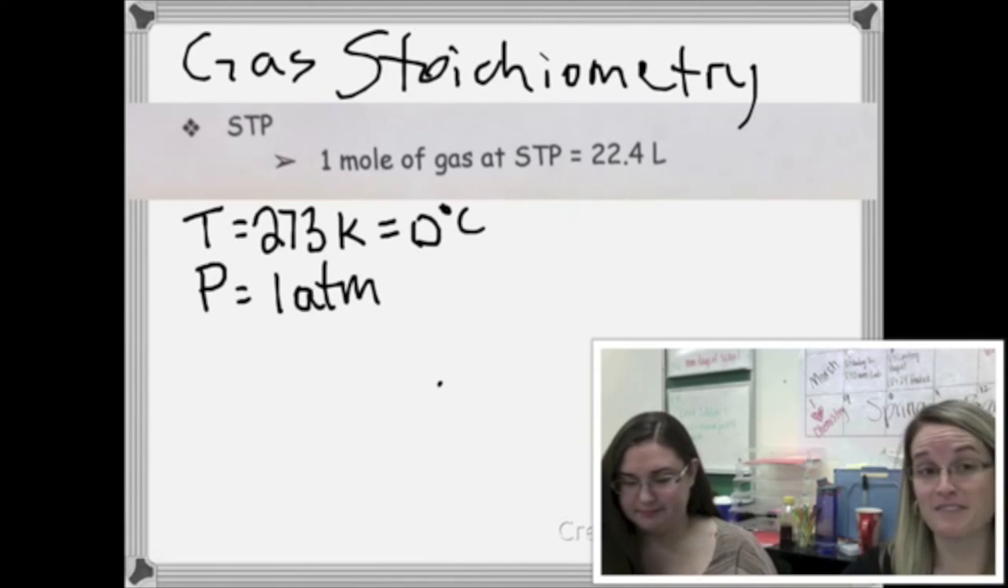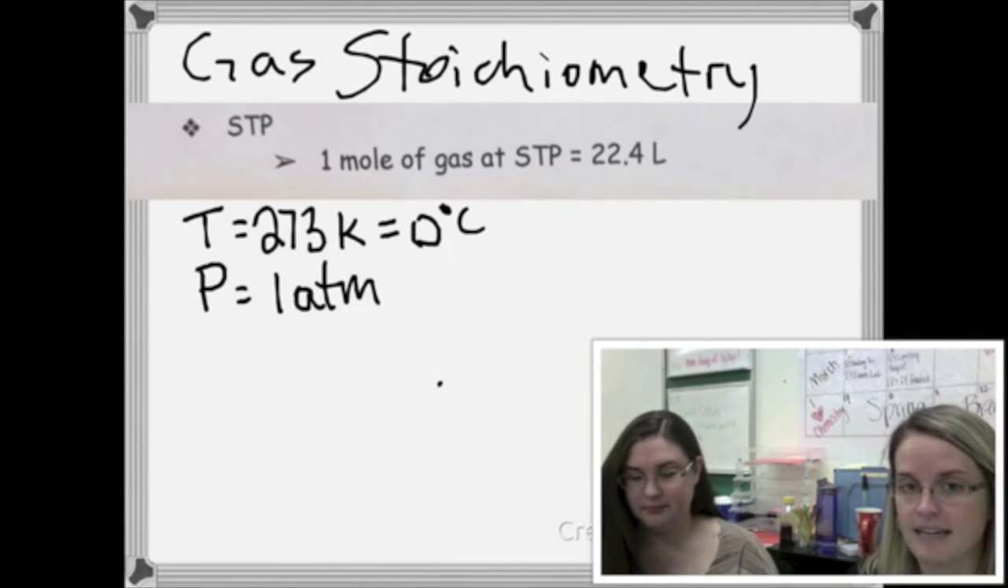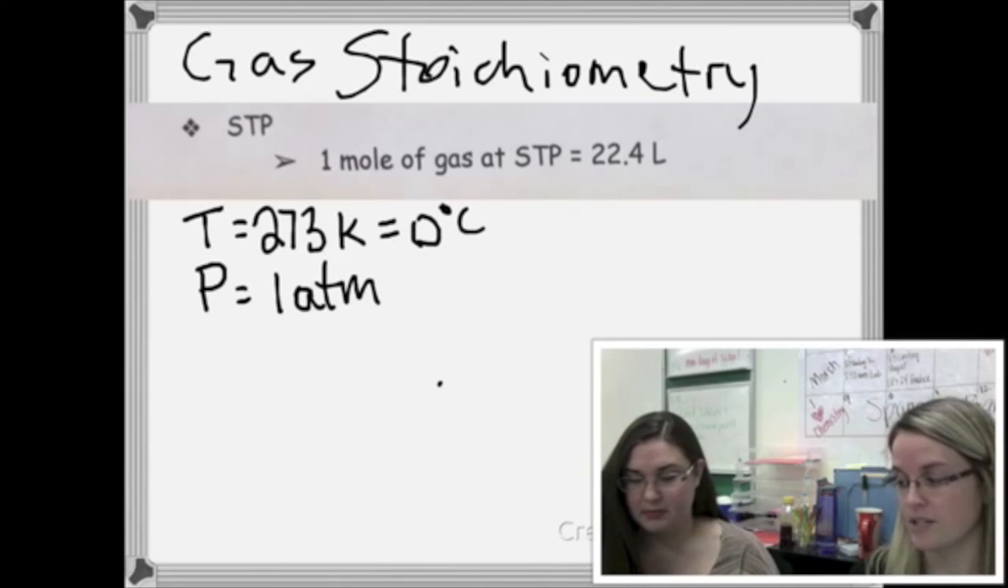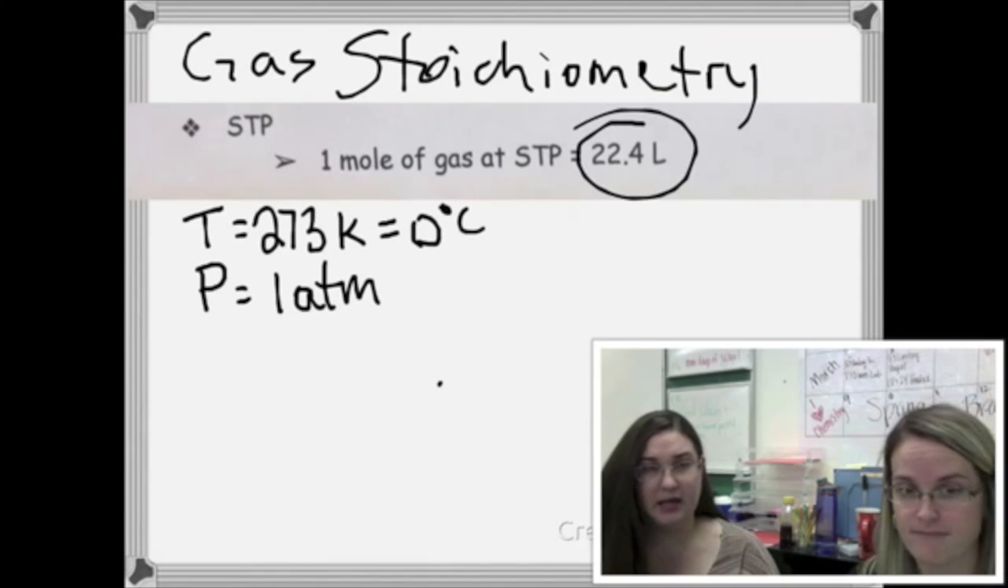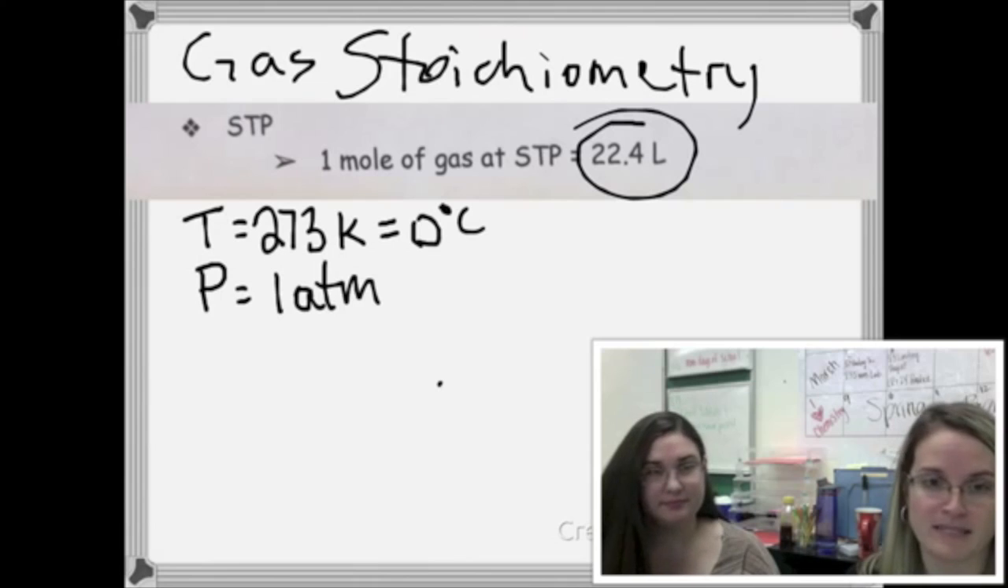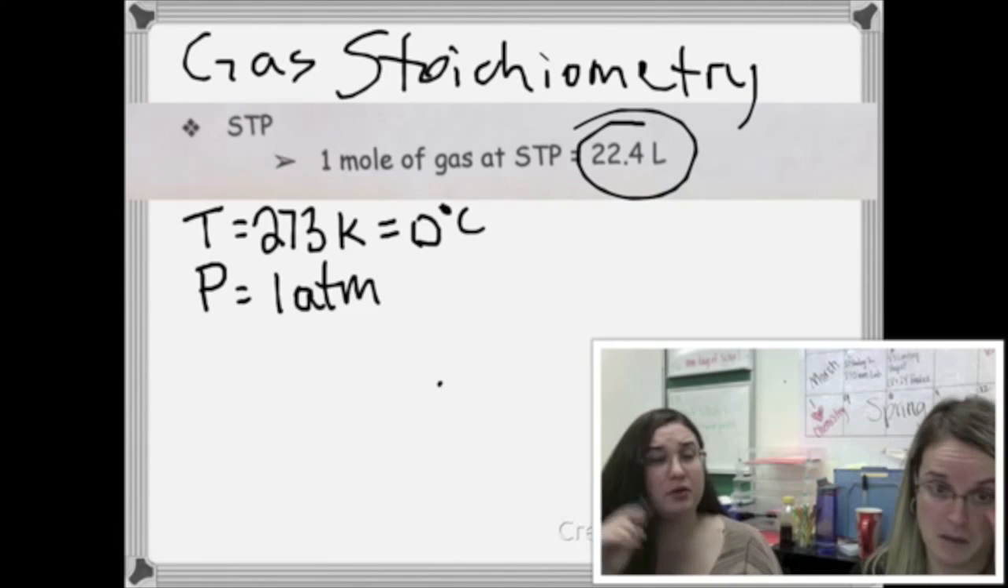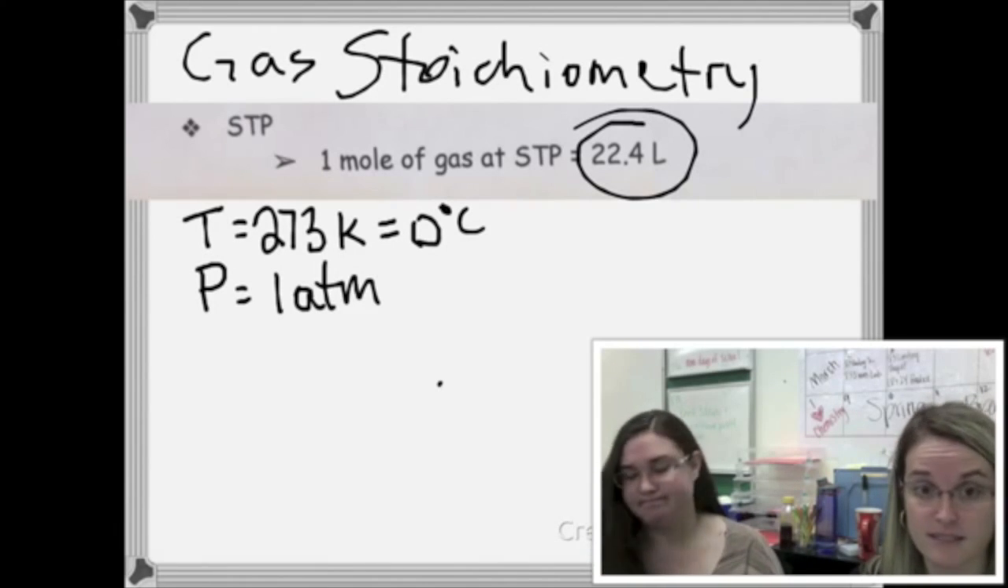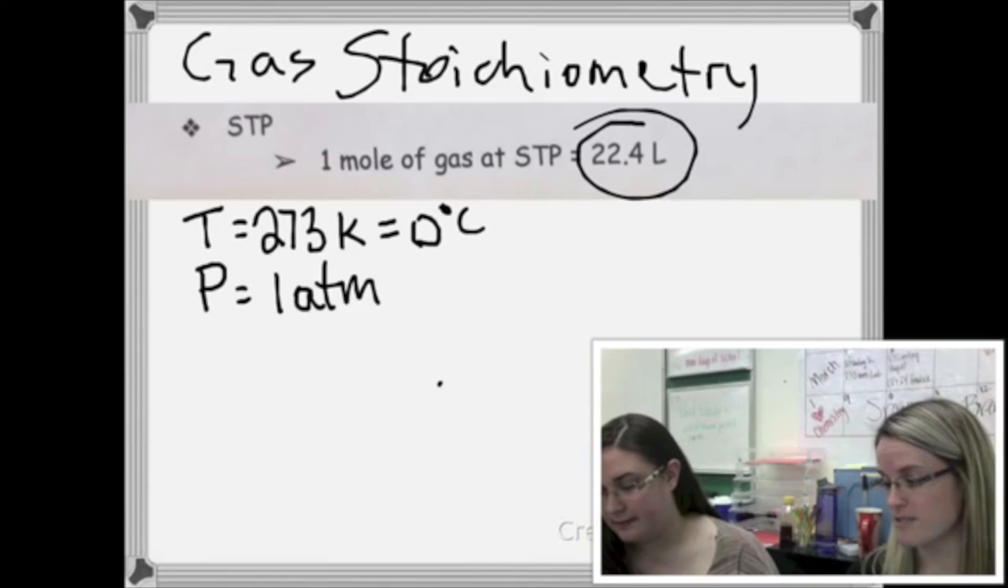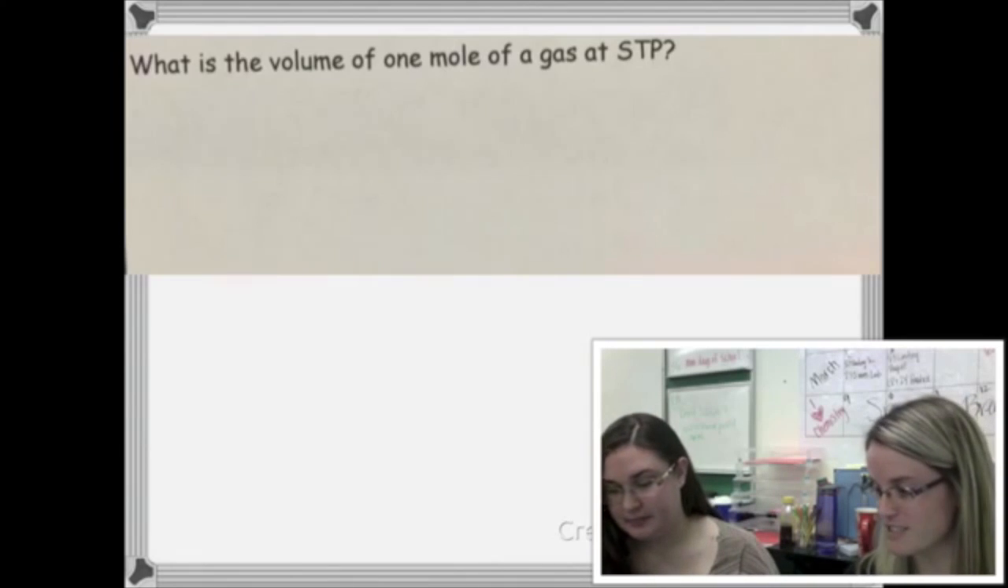All right, so if we have an ideal gas that is at STP, its volume will be 22.4 liters. Again, something you're just kind of expected to know. You kind of have to remember it, although it is in your chart. Yes, it is on your reference pages. All right, so let's do some calculations.